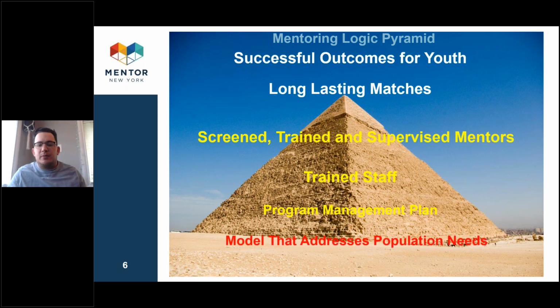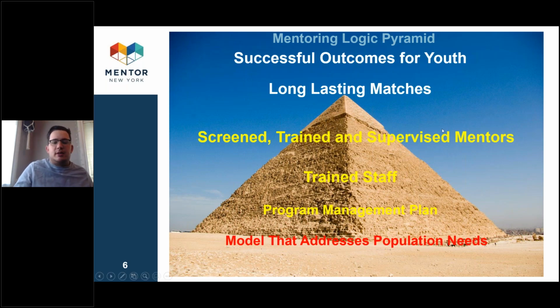Now, before we can build up our program management plan, we need to make sure our mentoring model is one that addresses the population needs of our community, of our young people that we're trying to serve. And different populations have different needs, different communities have different needs. And you're going to know the needs of your community better than I will, or probably most other people. So, we can offer a lot of support in program design and different suggestions, but at the end of the day, you need to make sure that your model is in place that addresses the needs of the specific community and population that you are serving.